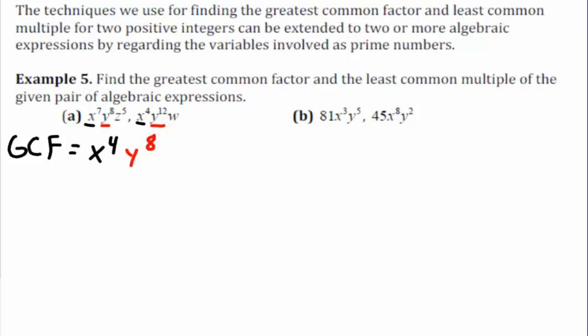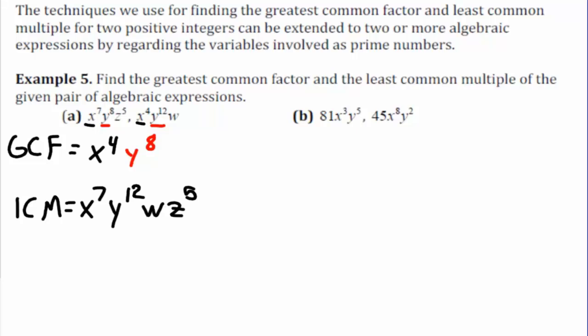So now, when we do their least common multiple, we have to take the biggest power of each term. So there we go. So we have 7 x's. We're going to have 12 y's. And then we're going to have our w and then our 5 c's, c to the 5th. So that would be our least common multiple. Not too bad, right? Alright, so b.